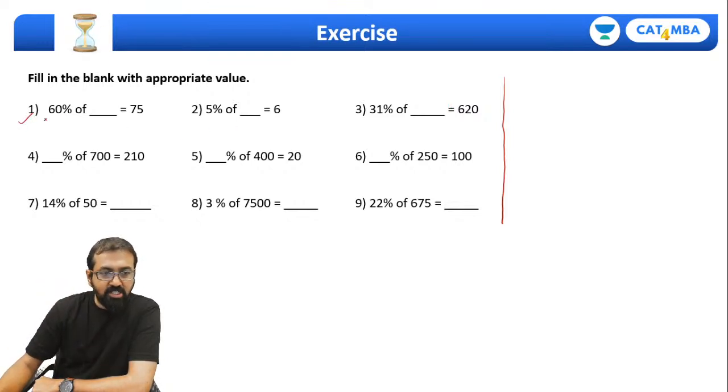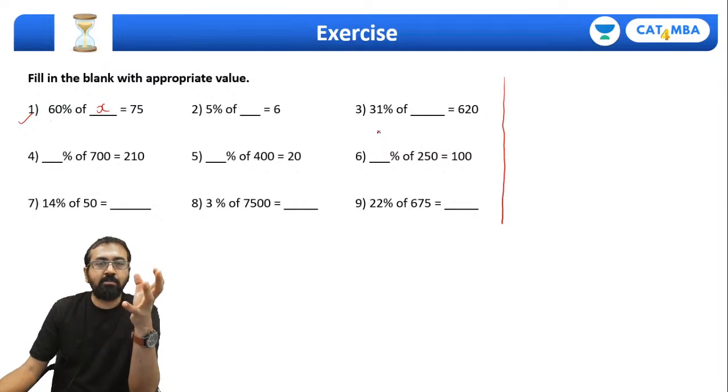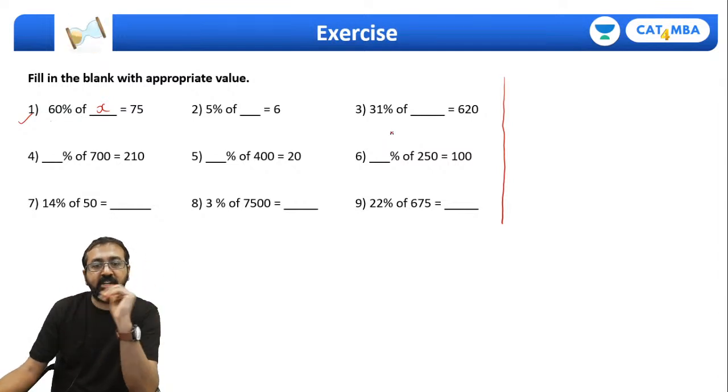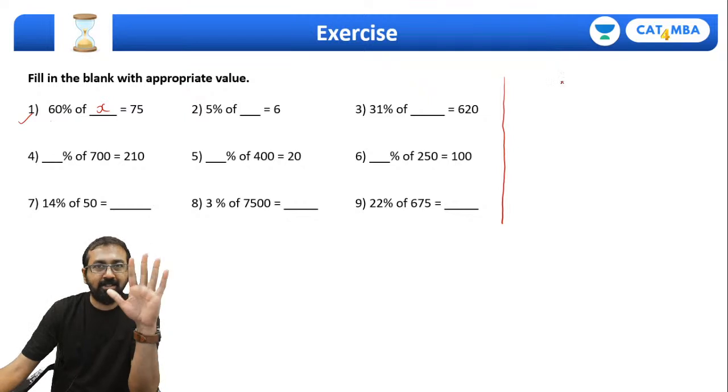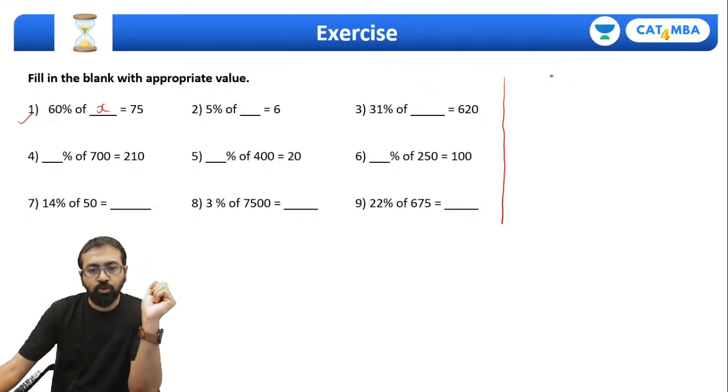In the first question, you need to find a number, 60% of which is 75. So what should that number be? 60% of that number is 75. Okay, so we can assume that number as x. That's one way, of course. So 60% of x means 60 upon 100, of means multiplication, x, which is equal to 75. And we can solve this one.